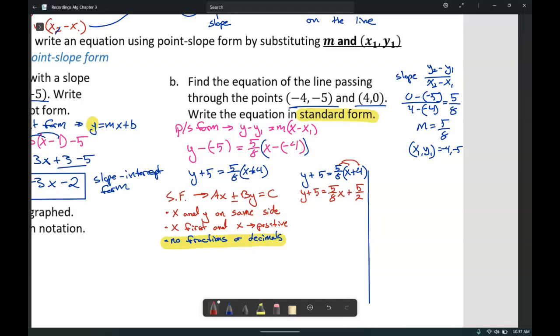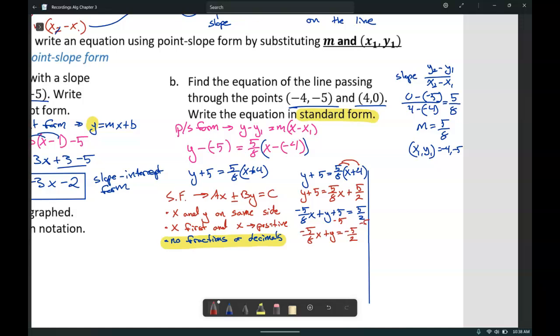And now what we can do is get x and y on the same side of the equation. So we're going to subtract 5/8 x from both sides: y + 5 = 5/8 x + 5/2. We're going to move 5 to the other side. Negative 5/8 x plus y equals 5/2 minus 5. That equals negative 5/2.